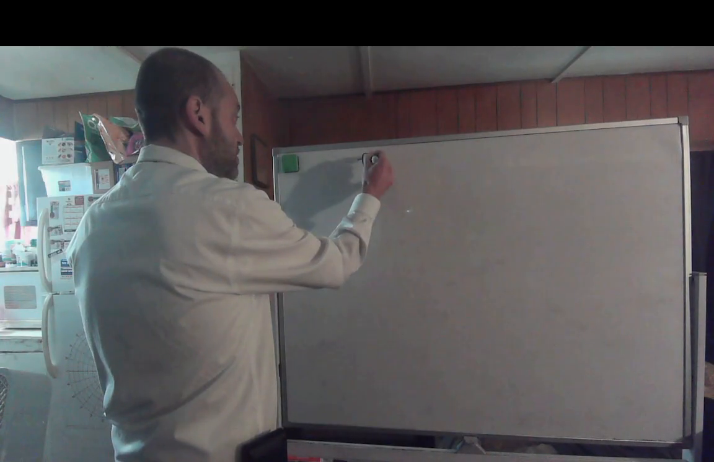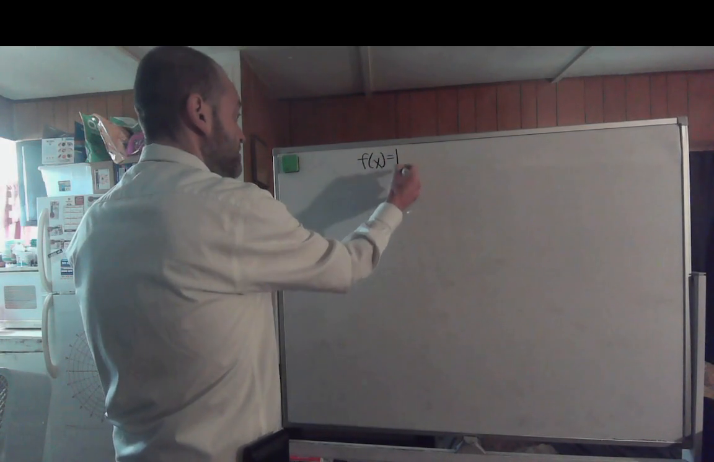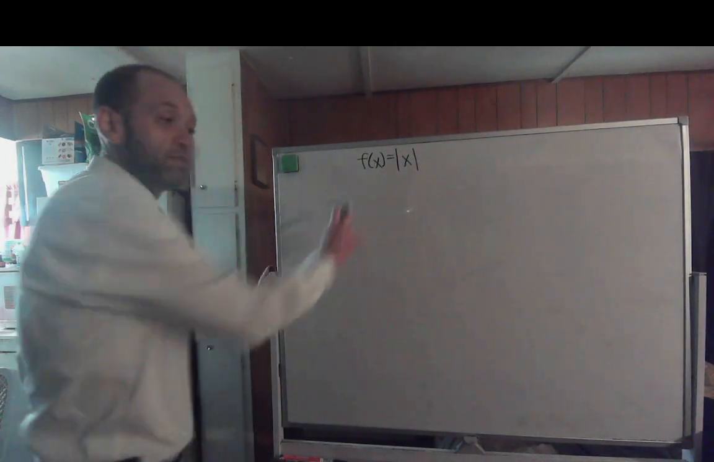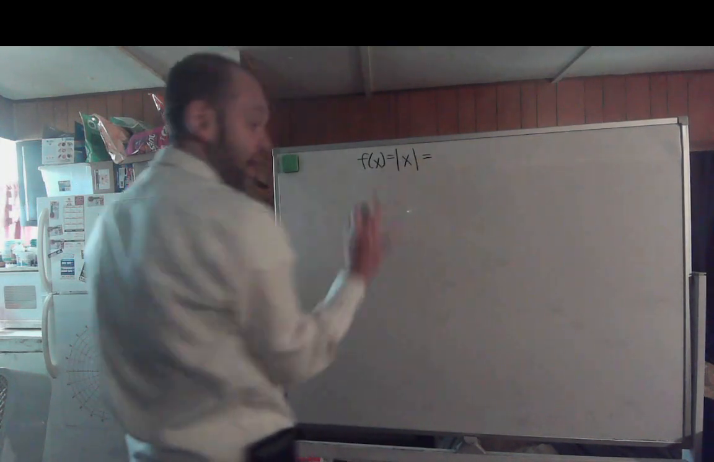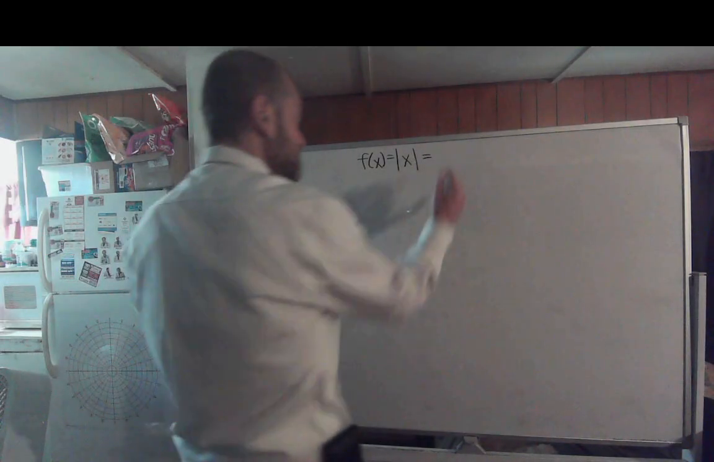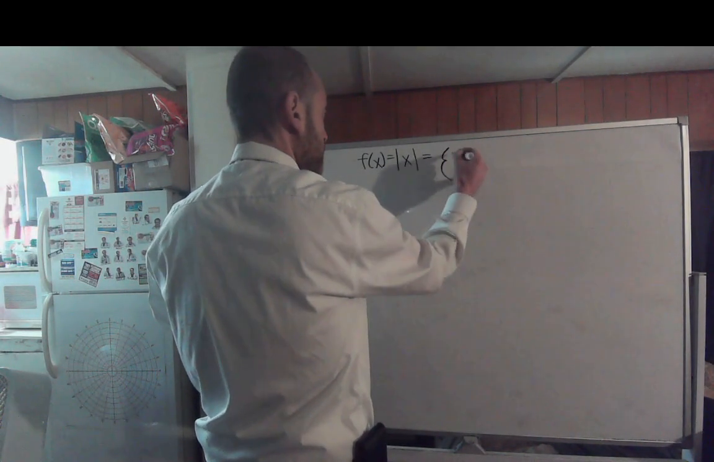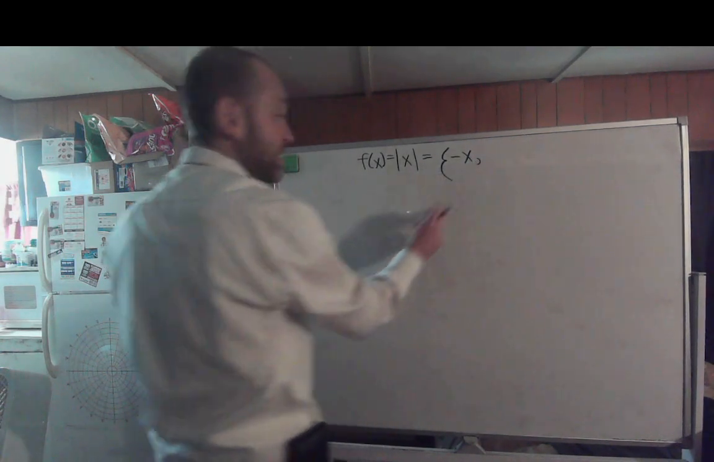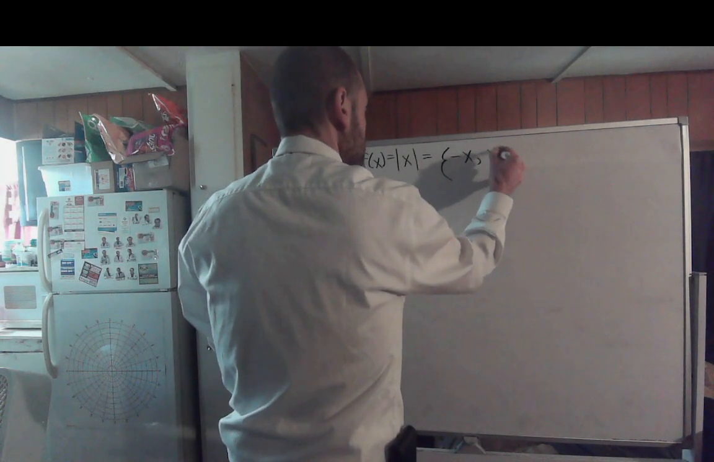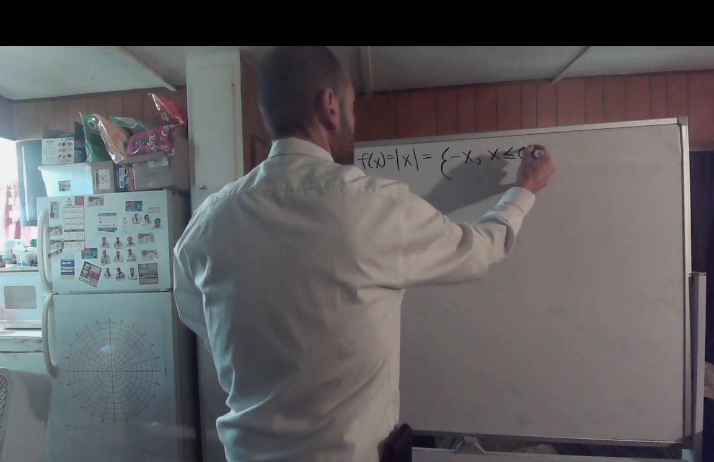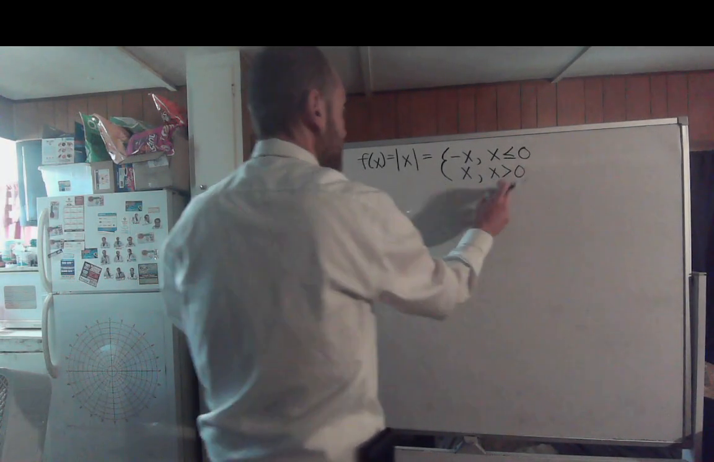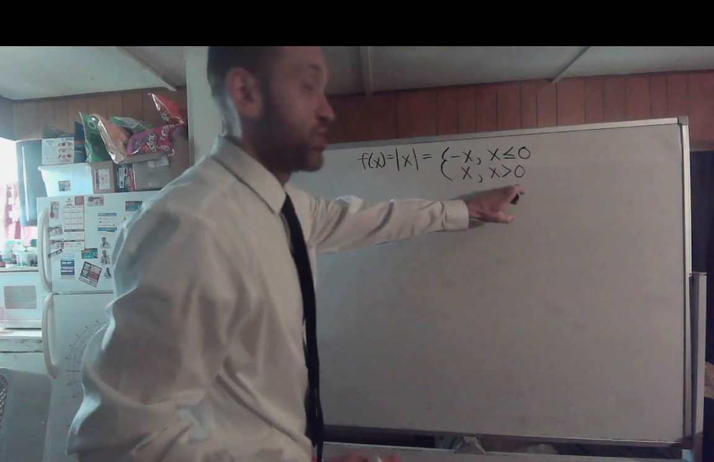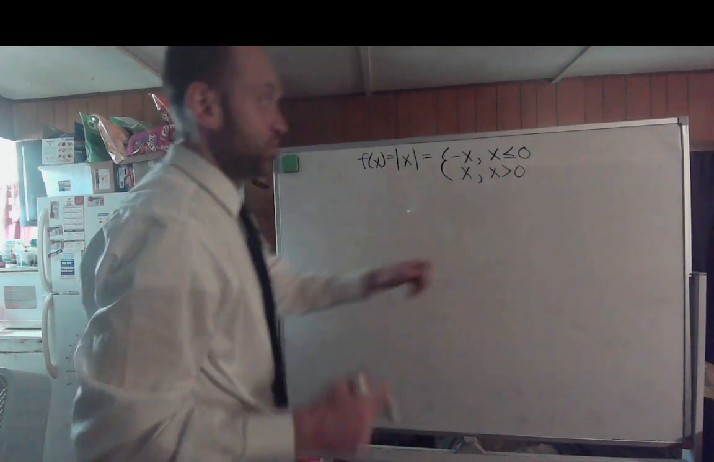And the greatest example of a piecewise function we've known since algebra is actually the absolute value function. f of x equals the absolute value of x. Well, the absolute value of x is actually defined as a piecewise function where f of x equals negative x, where x is less than or equal to 0, and positive x where x is greater than 0. That's what the absolute value of x actually is in terms of writing it as a piecewise function.